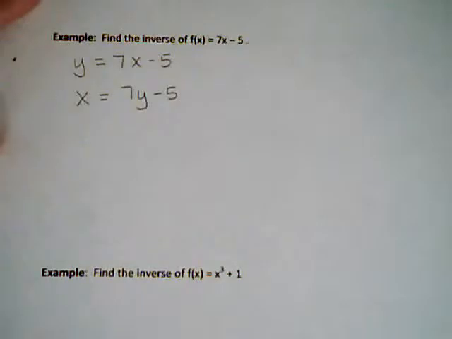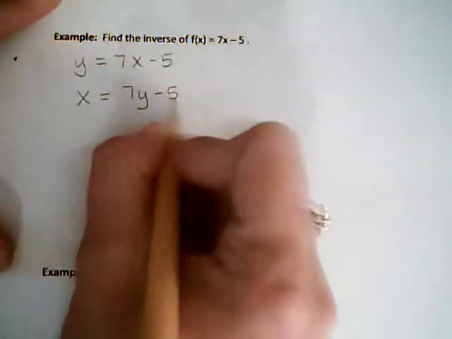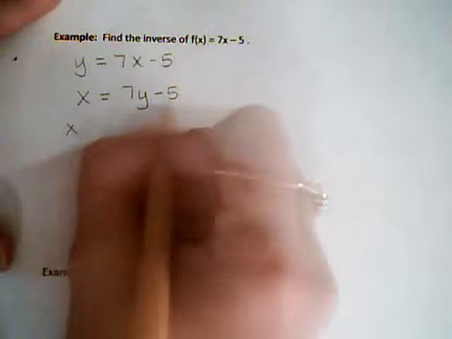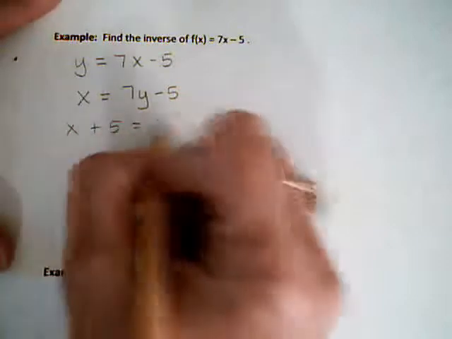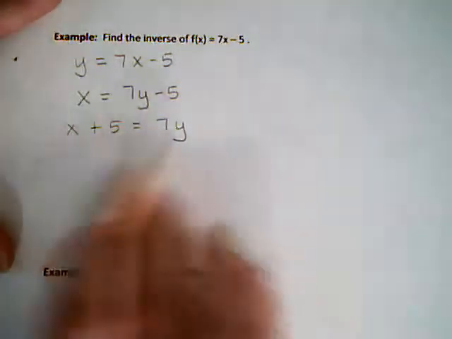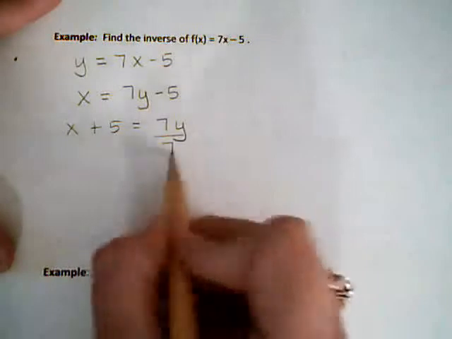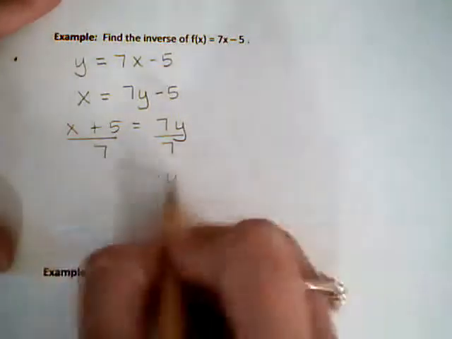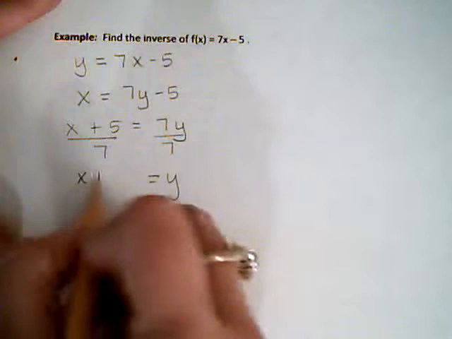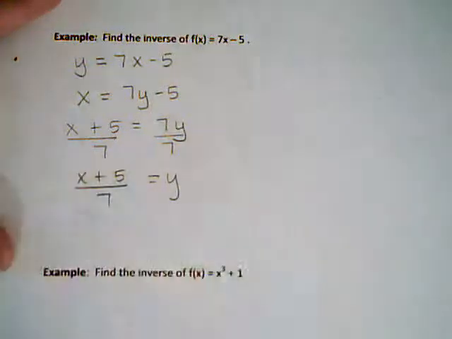Okay, the third step says to solve for y. So I would first add 5. So x plus 5 equals 7y. Divide by 7. So y equals (x plus 5) over 7.